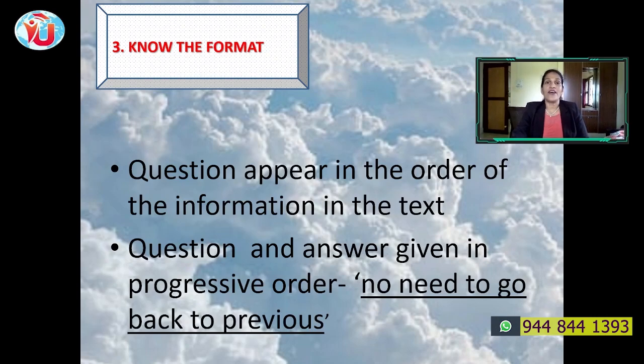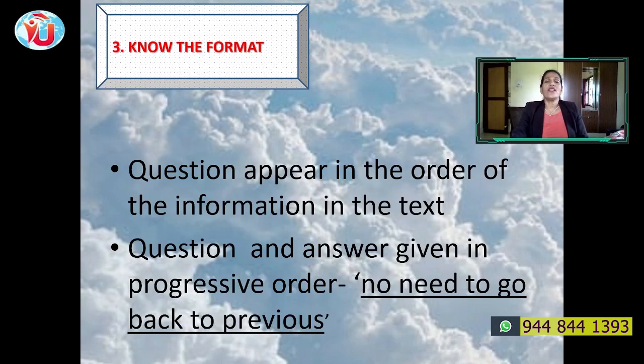You have a paragraph. The questions come in sequence. There will not be questions out of order, so you need not worry about how to go through. Each question follows each paragraph. So questions appear in order. It will not be that one question is in the first paragraph and the second is in the last paragraph. No. Every question follows the sequence.